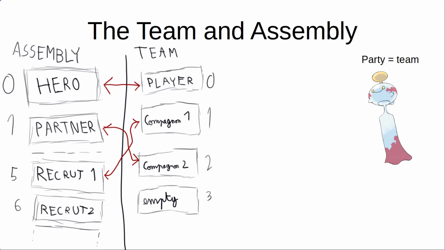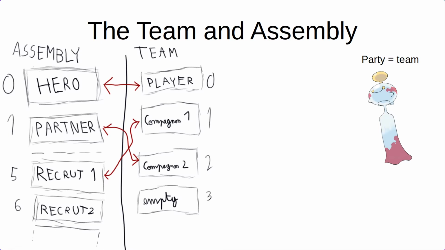In the example above, I show a relation between a team and an assembly. The first element in the team is the player character, which is usually the first element in the assembly too. Any other element in the team can be in any order of the assembly.